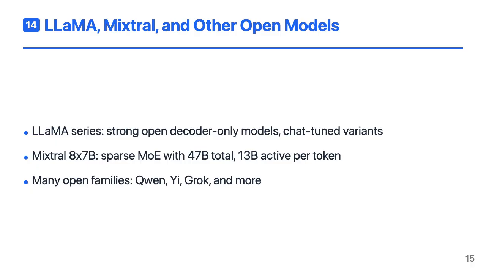Meta's Llama models helped catalyze the open LLM ecosystem, offering strong decoder-only models in multiple sizes, with chat-tuned versions like Llama 2 Chat and later Llama 3.x variants. Mistral's Mixtral 8x7B uses a sparse mixture of experts design to deliver performance similar to much larger dense models while keeping inference efficient. Around them, a growing set of open families, such as Qwen, Yi, and Grok, are rapidly improving, giving researchers and builders a rich menu of models to choose from.